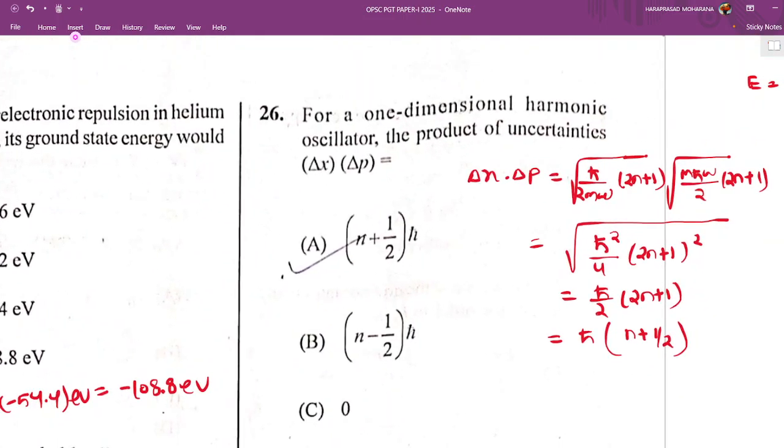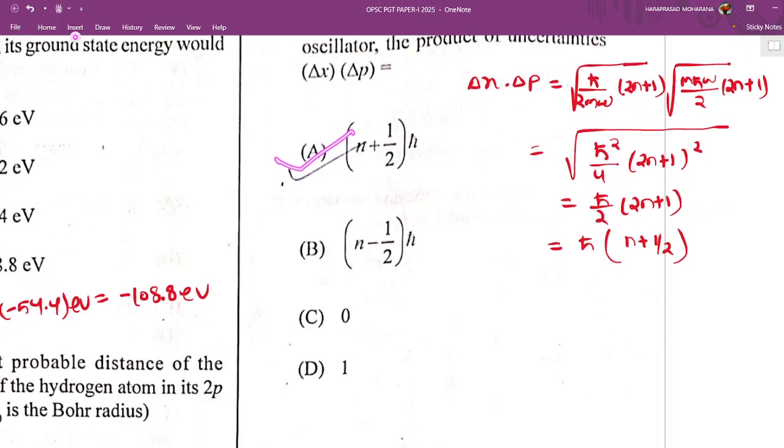What is asked? For a one-dimensional harmonic oscillator, the product of uncertainties del x into del p. So you have to know what is del x and del p for a one-dimensional harmonic oscillator. We have delta x as root of h cross upon 2m omega into 2n plus 1, and delta p is root of m h cross omega by 2 into 2n plus 1. Here it will be the whole root. If you solve this, you get h cross by 2 into 2n plus 1, and if you take 2 outside, you will get h cross into n plus half. So option number A is the correct answer here.